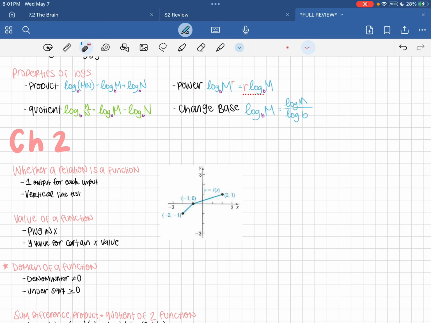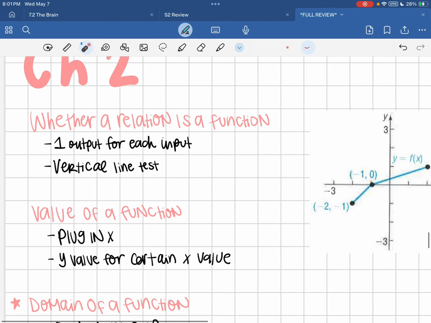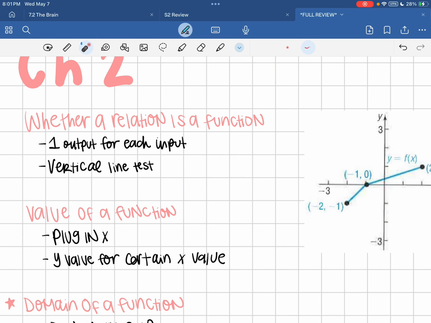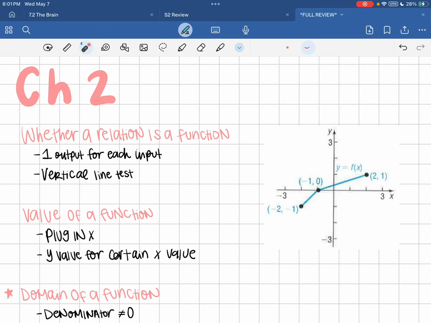The first target was whether something was a function or not. It just means if there's one output for each input, and you just test by doing the vertical line test. And the next one was the value of a function, so all you have to do is plug in x, or you can have a y value of a certain x value. So if they're asking what x equals when f of x equals 1, you would ask, when is y equal to 1? In this case, it's when x equals 2.